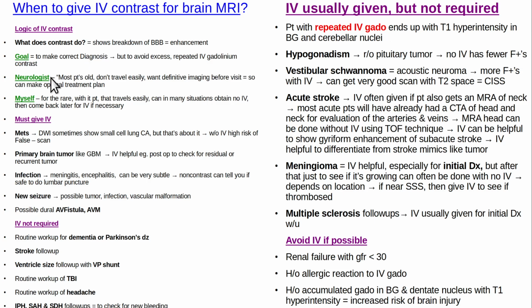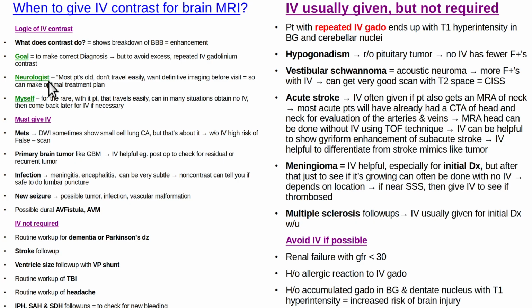The other thing is people say, well, why do neurologists usually want to give IV contrast? And the reason is, if you talk to neurologists, and I talk to neurologists all the time, here's what they'll tell you. Most of their patients are old. A lot of them don't travel well. It's difficult to get the patient and the family all together in the same room to have a meeting and discuss what the treatment plan is going to be. So they want a definitive diagnosis and then the ability to meet with the patient's family or caretaker, and make a decision about what to do.